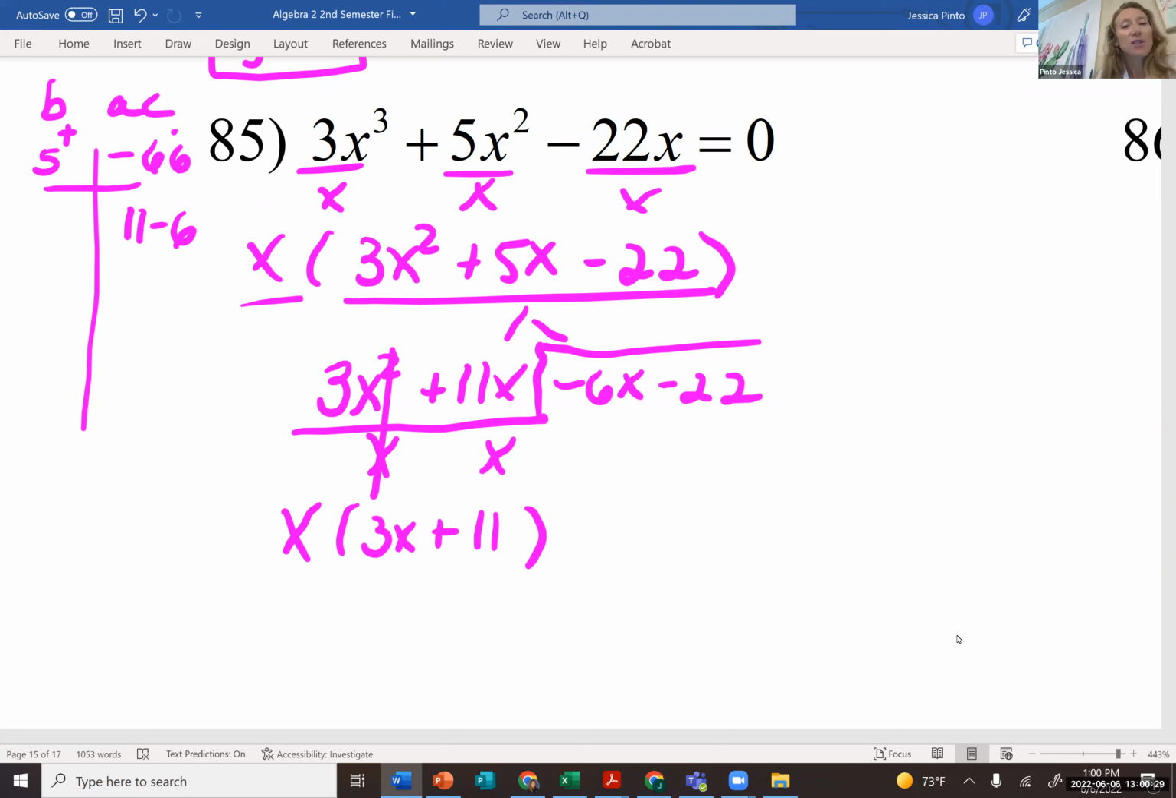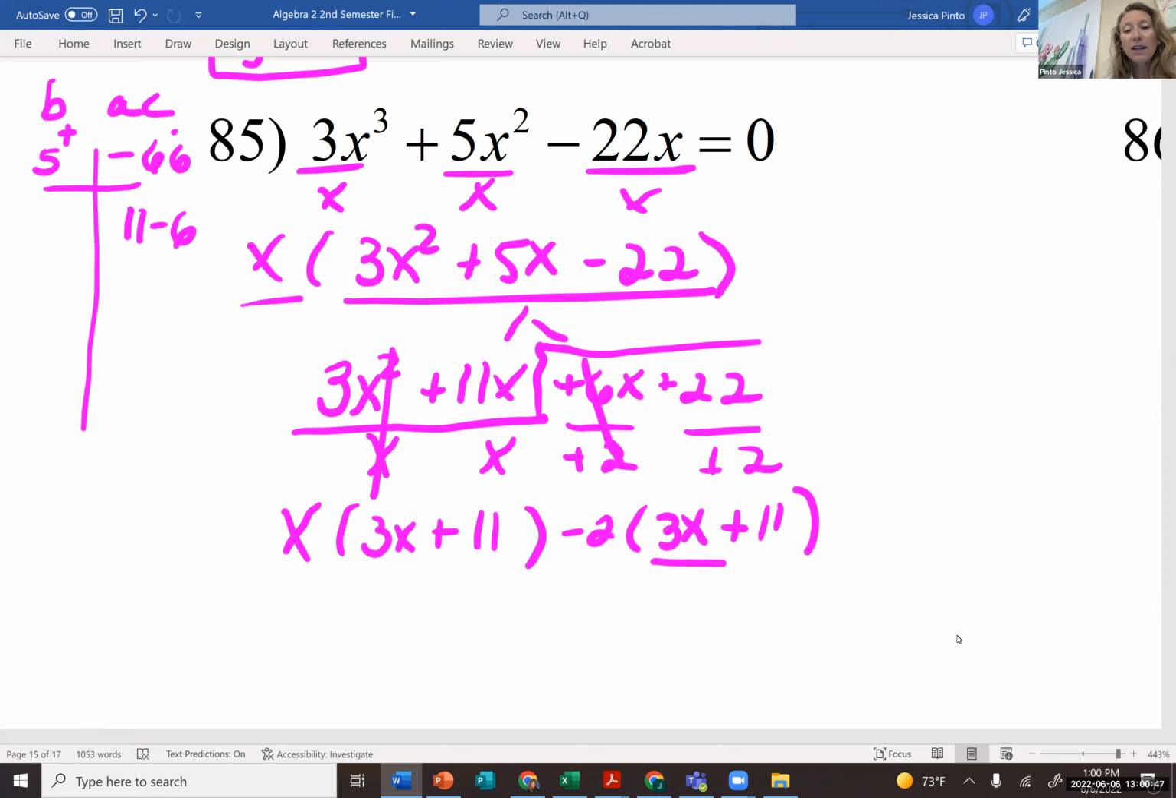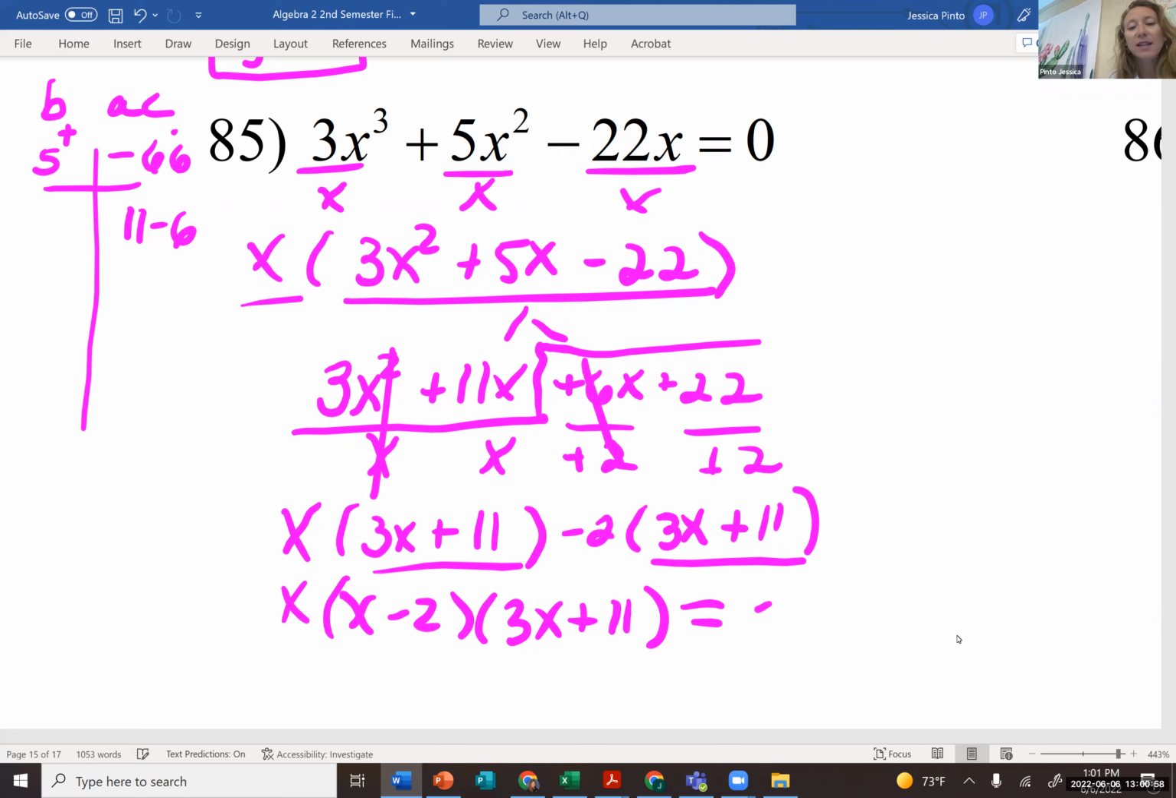Then looking at the last 2 terms, I see that the 6 is negative, so we're going to take out a negative, and it looks like I'm just going to be able to take out a negative 2. Bringing that negative 2 to the outside of parentheses, that's going to become positive 3x plus 11. Excellent. Looking at my binomials, they do match, so I'm feeling really good. I've got x minus 2, 3x plus 11, and I didn't forget about my original x equals 0.